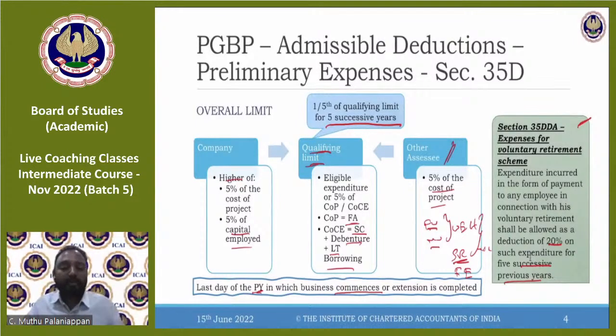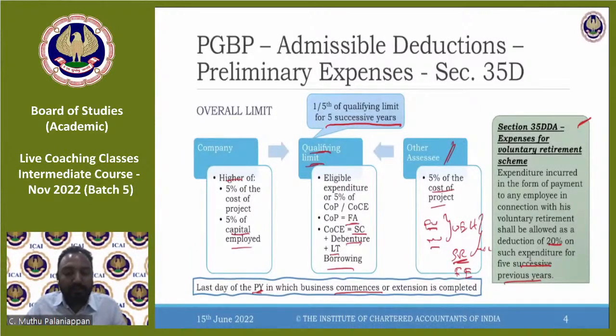So when you say resident non-corporate, you mean individuals, HUF, partnership firm, LLP, AOP, BOI, artificial juridical person. All this fall as non-corporate. When you say corporate, it is only company. Your private limited company and public limited company are only called resident corporates.